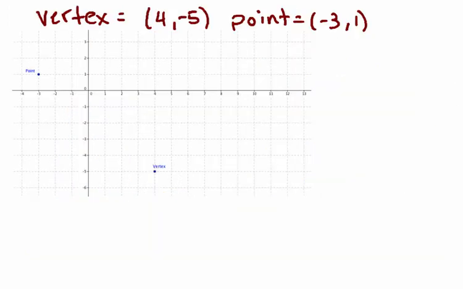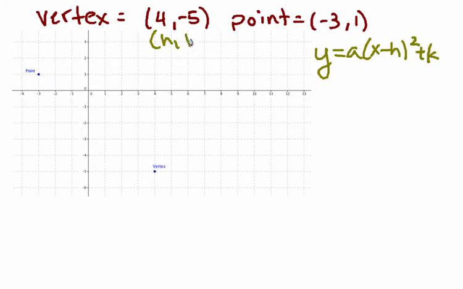Our next example says that the vertex is at 4, -5, and we have a point at -3, 1. So again, we'll use vertex form. y equals a times the quantity x minus h squared plus k, where h comma k is the vertex. So we need to have y equals a times x minus h, and in this case h is 4, so x minus 4 squared, plus k. In this case, k is -5. So we're going to actually write -5 at the end, because plus -5 is the same thing as subtracting 5.